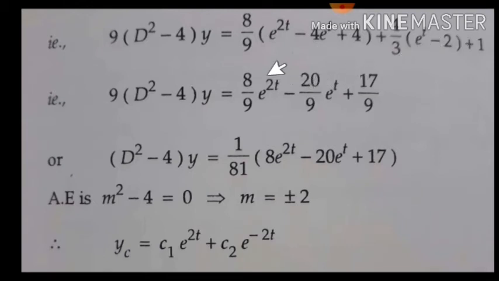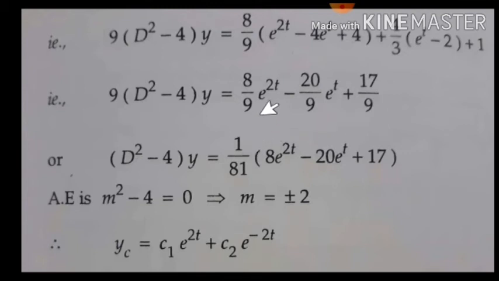Then they simplified the coefficients. The coefficient of e to the power of 2t is 8 by 9. For the coefficient of e to the power of t, there is one term here and one term here, so they simplified: 8 4s are minus 32 by 9 plus 4 by 3 is minus 20 by 9. Use a calculator and calculate. Similarly, the constant term: 8 4s are 32 by 9 minus 4 2s are 8 by 3 plus 1. Using a calculator, you get 17 by 9.